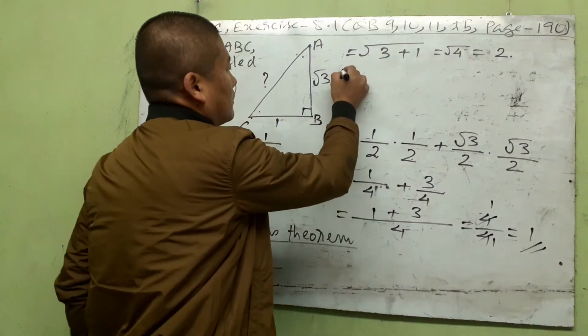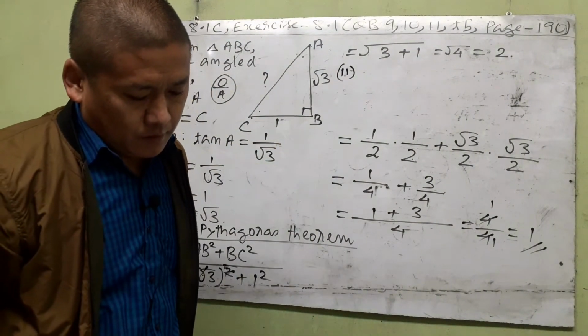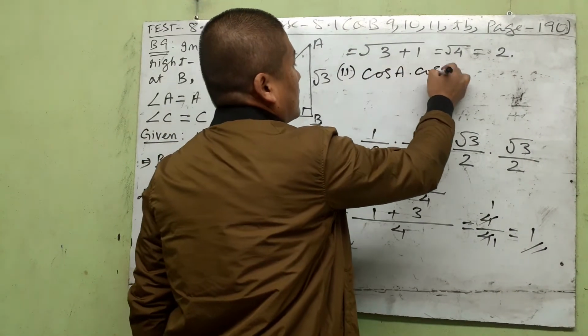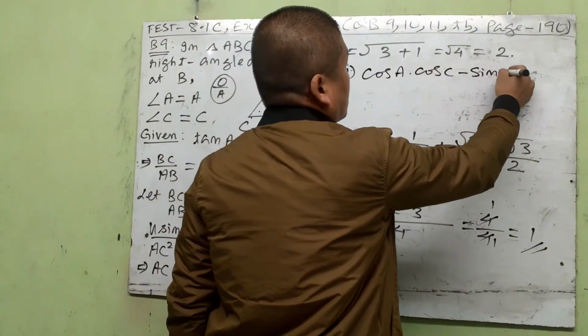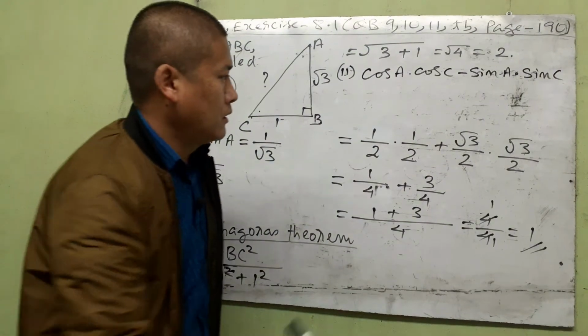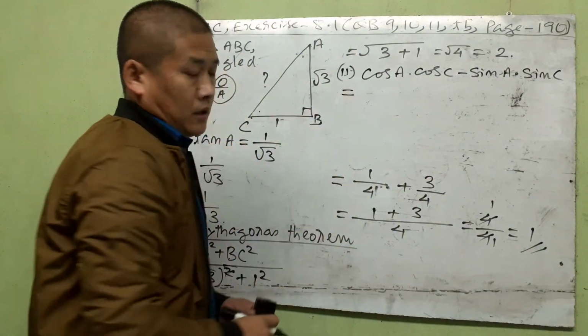Let's go and do the second one. Number 2. Find the value of cos A cos C minus sin A sin C. Cos A into cos C minus sin A into sin C. And let's do it slowly. This step is the crucial, important step.